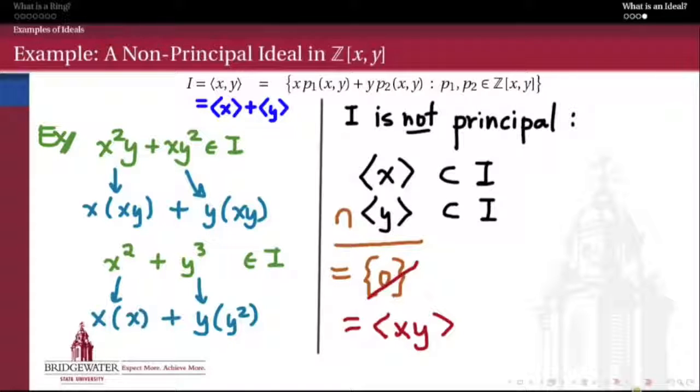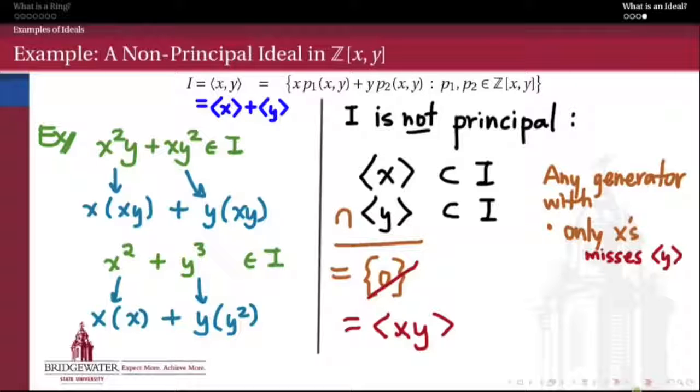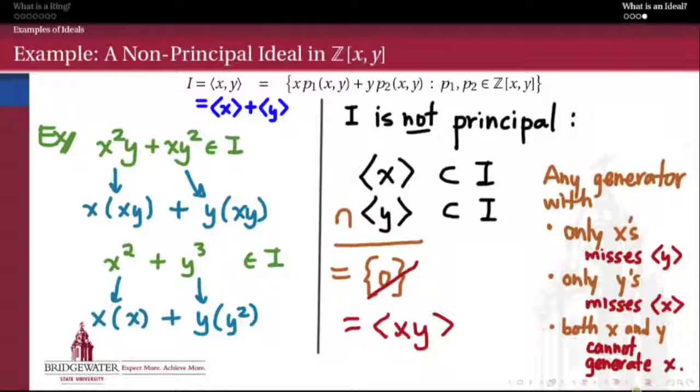But our claim, again, is that I is not a principal ideal. And to prove why not, well, imagine that it has a generator and that generator is a function only of x. Well then, if the generator is a function only of x, then I can only generate functions of x with that generator. So I'm going to miss out on all the y's. Likewise, if my generator is only a function of y, then I'm going to miss out on all the x's. But then also, if my generator has both x's and y's in it, then it turns out I can't generate something as simple as just plain x, which I know belongs to this ideal. So this is an example of an ideal that's not principal.